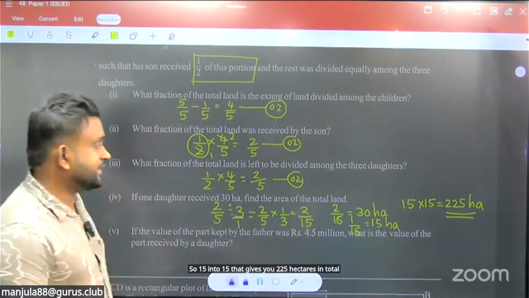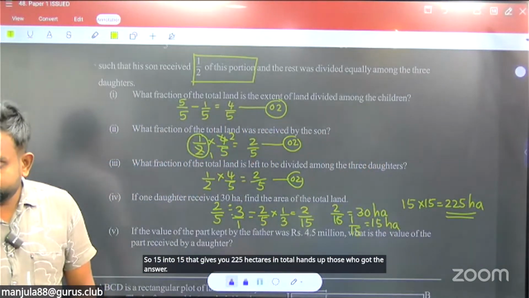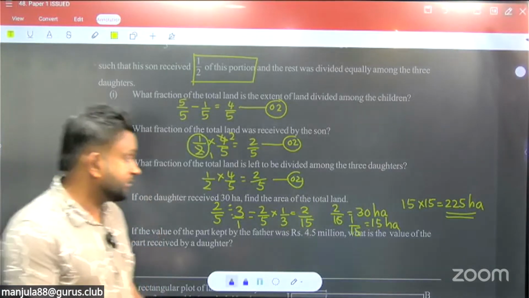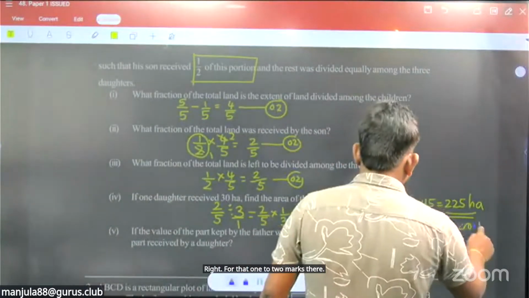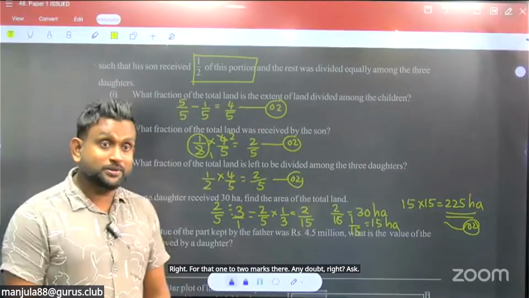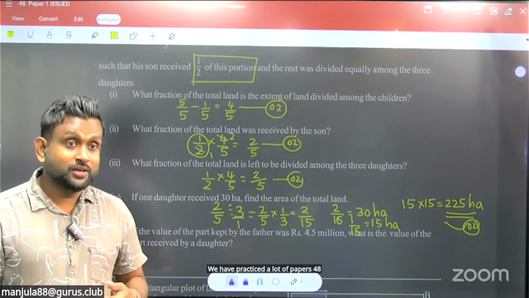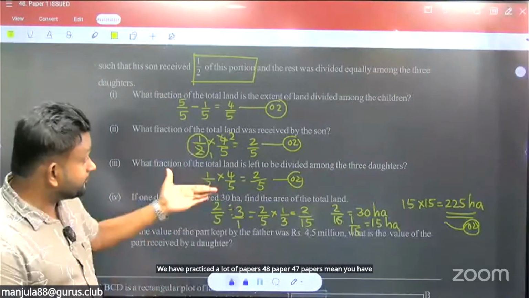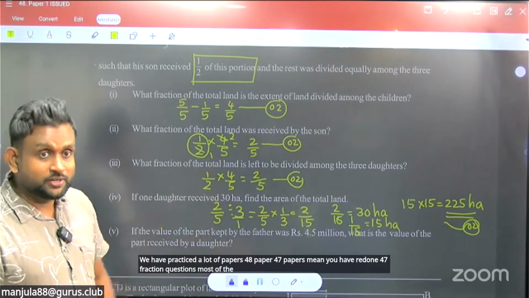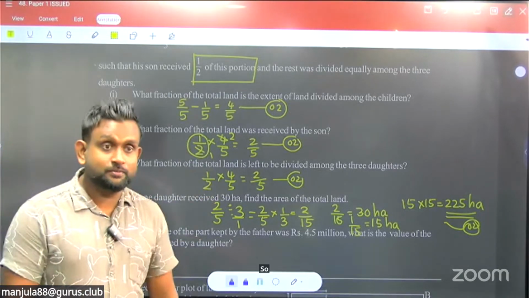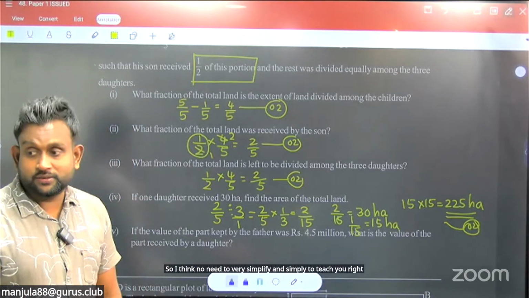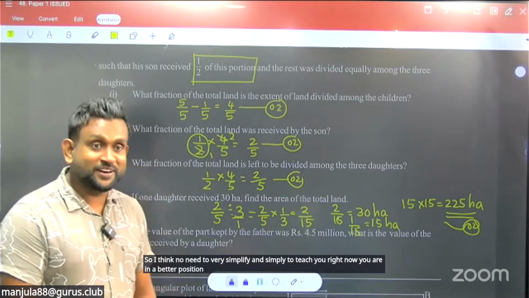Hands up those who got the answer. Right, for that one, two marks there. Is it clear to everyone? If any doubt, ask. We have practiced a lot of papers, 48 papers. If you have done 47 papers, you have done 47 fraction questions. Most of the papers contain that. So I think there is no need to simplify and teach you again. Now you are in a better position to write the exam.